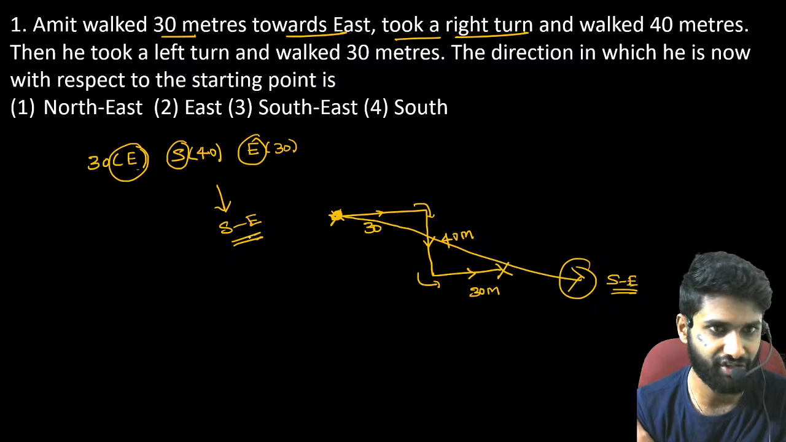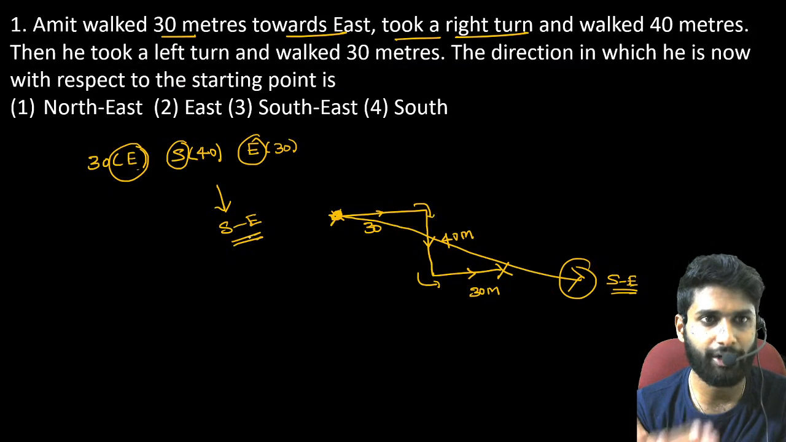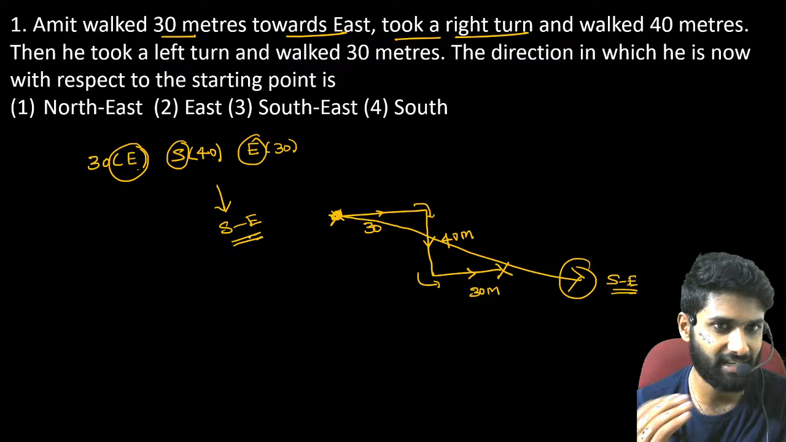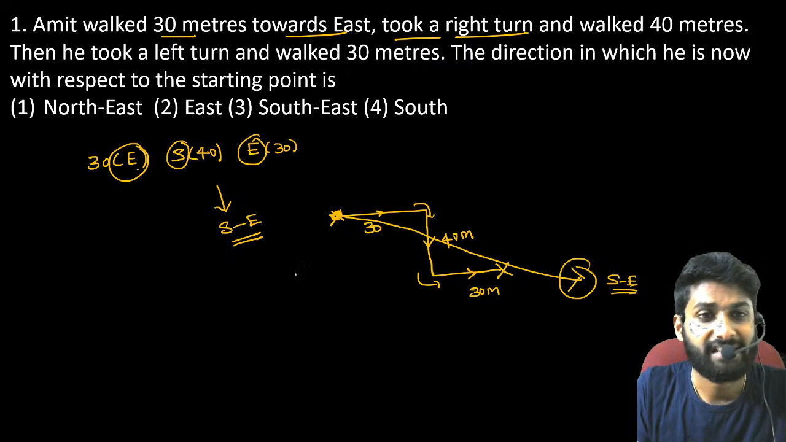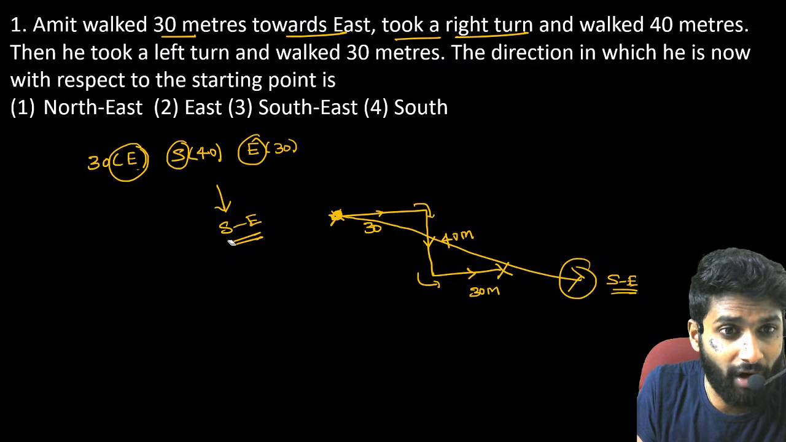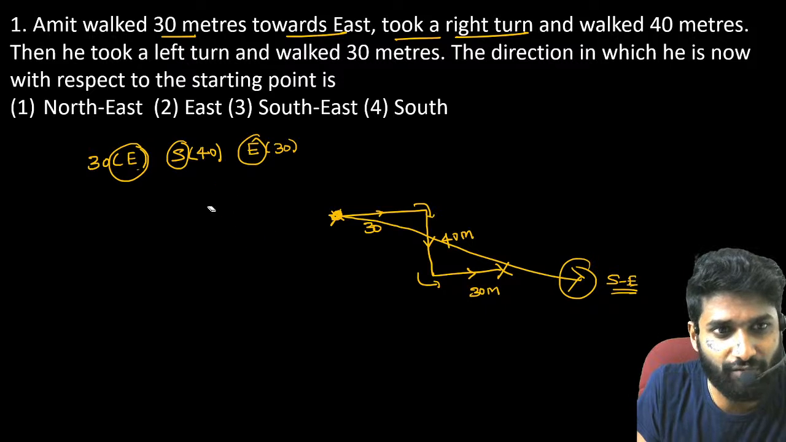If you are good at that conversion, south is equal to 40. Again he took a left turn, that becomes east, equal to 30. Now if you see east, south, east, what is the parameter we left? Only southeast. The answer becomes southeast. Sir, if we want distance, for example, what is the answer?